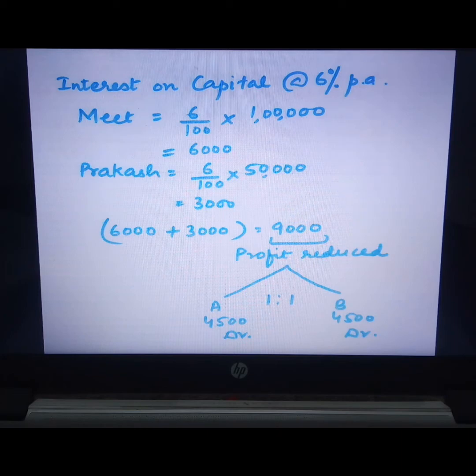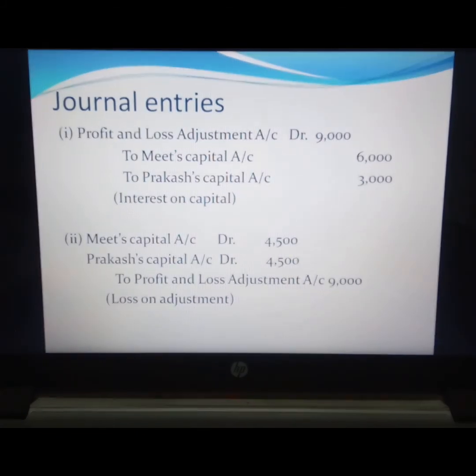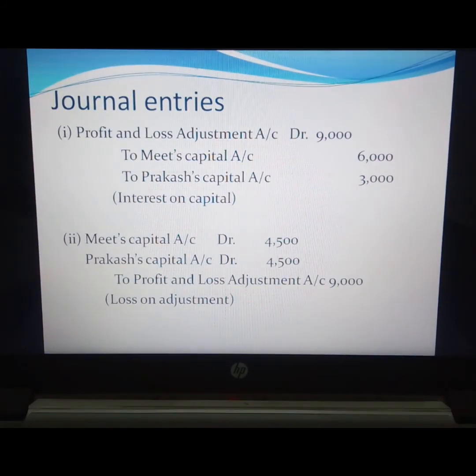Now, to bring up the retrospective effects, this profit which gets reduced by rupees 9,000 will be debited to the partners' capital accounts in their profit sharing ratio. For this, pay attention, we will pass the necessary journal entry. Partners' capital accounts should have been credited by their interest on capital, which is to Meet's capital account rupees 6,000 and to Prakash's capital account rupees 3,000. For this, the amount is being charged from the P&L adjustment account, so that has been debited.